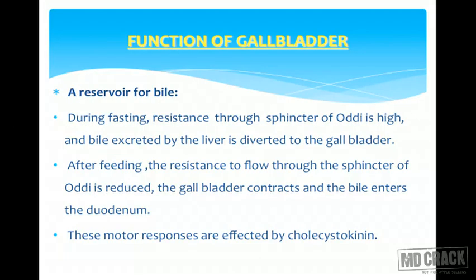Gallbladder acts as a reservoir for bile. During fasting, resistance to sphincter of Oddi is high and hence bile excreted by liver is diverted to the gallbladder. After feeding, the resistance to flow through the sphincter of Oddi is reduced and gallbladder contracts and bile enters the duodenum. These motor responses are affected by cholecystokinin.